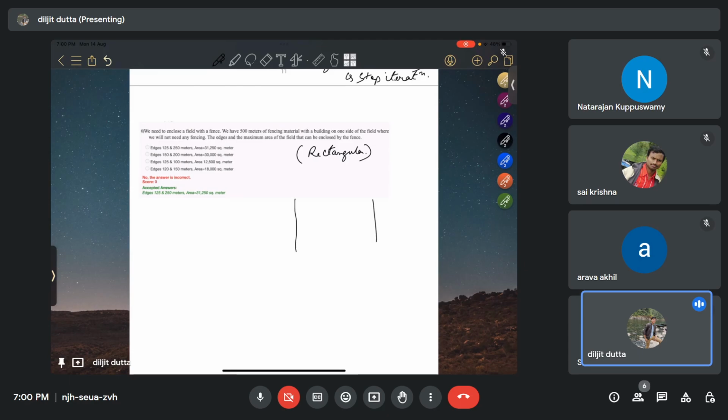So suppose there is a house on this side, so we have to only cover the other three sides of the field. We have to maximize the area and find the edges, like what will be the length and breadth. Now if we take it as a rectangle, and take this as x, this will also be x, and this length will be how much? The total length is 500, so the remaining length will be 500 minus 2x.